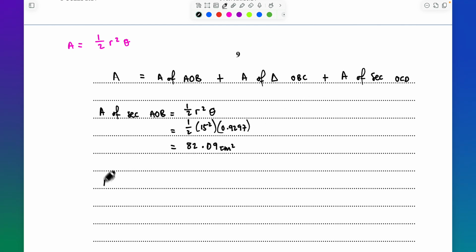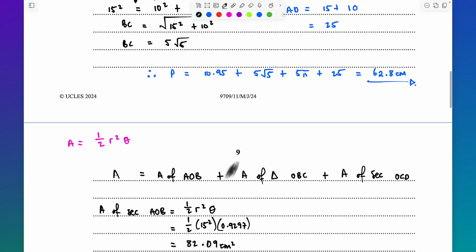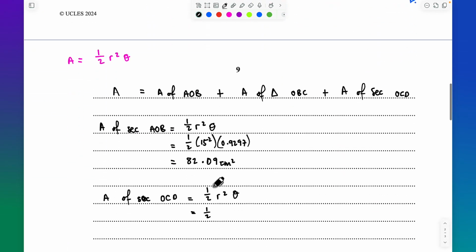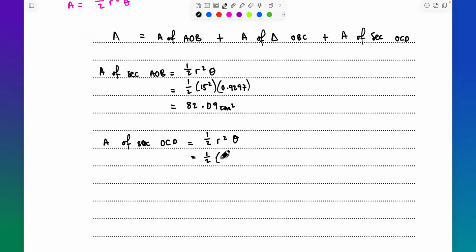Because it's the same equation, I'm going to jump to the other sector, area of sector OCD. That's half r squared theta again. So in this case, your r is 10 centimeters, your theta is pi over 2, right? So that's going to be r, which is 10 squared. Remember, you can only use these for radians, right? So you can't convert this into degrees and then start using these equations. These formulae only work with radians.